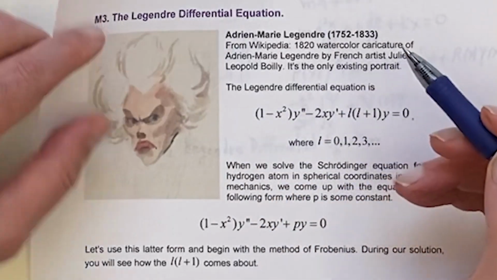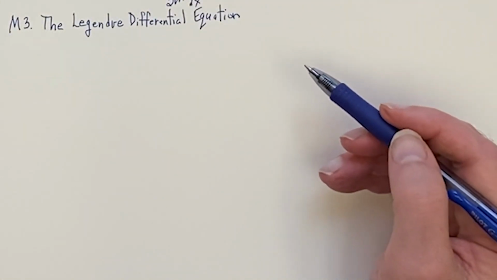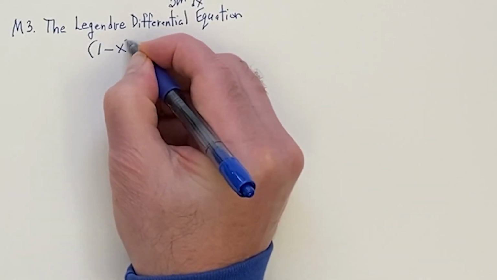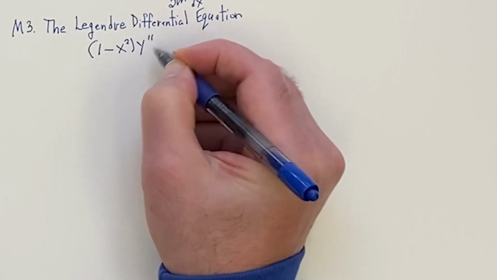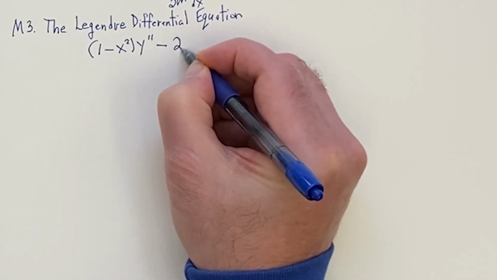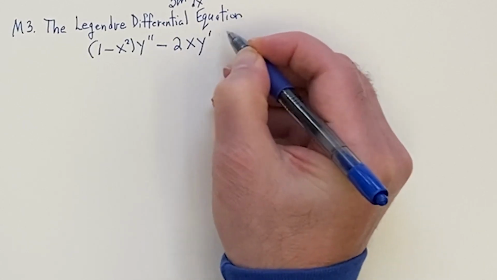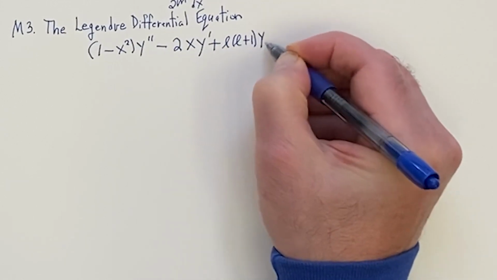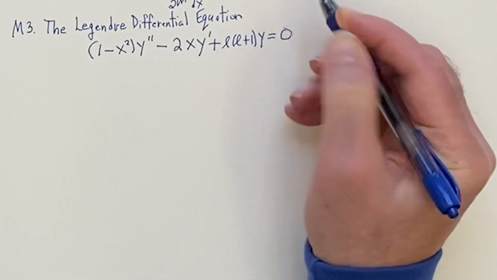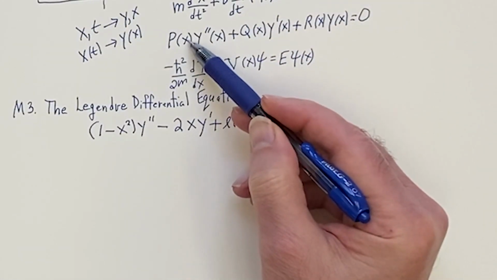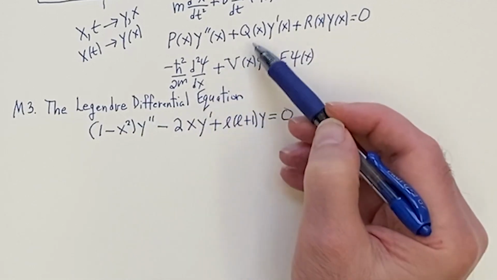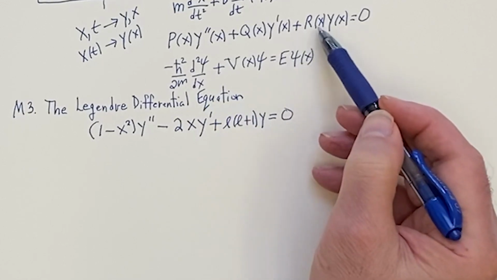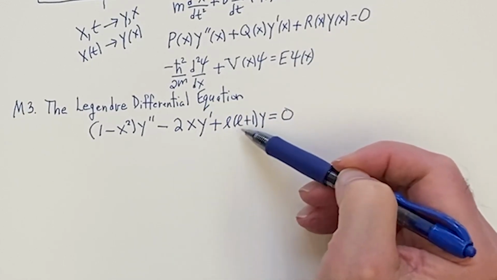So let's look at the Legendre differential equation, and we won't worry about the physics here. We'll just do pure math at this point. So you have (1 minus x squared) times the second derivative, minus 2x times the first derivative, plus L(L plus 1) times y. So it's like your p of x is this 1 minus x squared. Your q of x here is minus 2x. And your r of x here is just a constant, L times L plus 1.